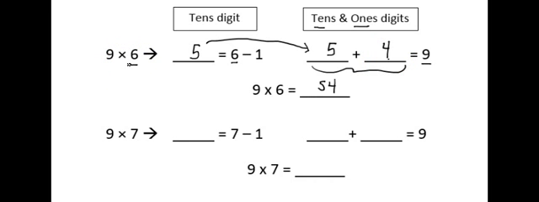Here's another example for 9 times 7. Since we're multiplying by 7, we'll take 7 minus 1. That becomes our tens digit. Then our tens digit plus some number gives us 9 for an answer. 6 plus 3 is 9. So the answer to 9 times 7 is 63. This is my tens digit. This is my ones digit.